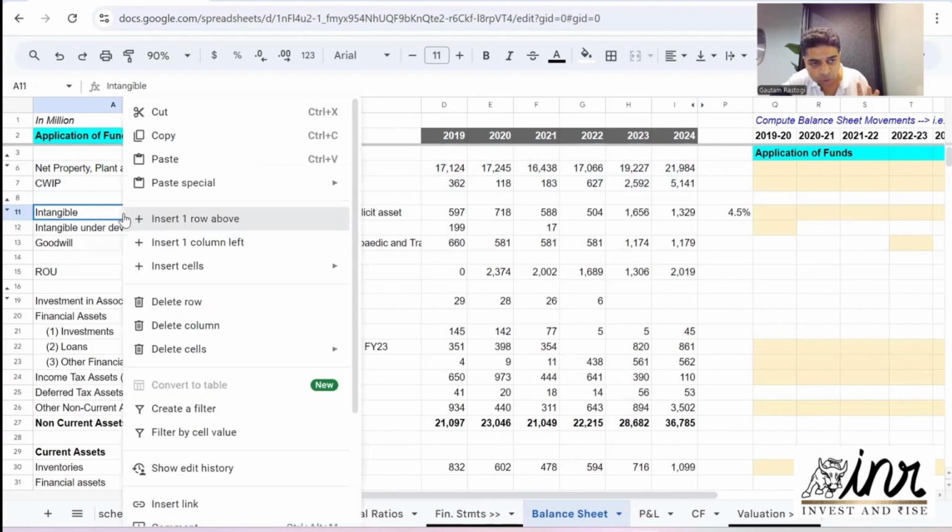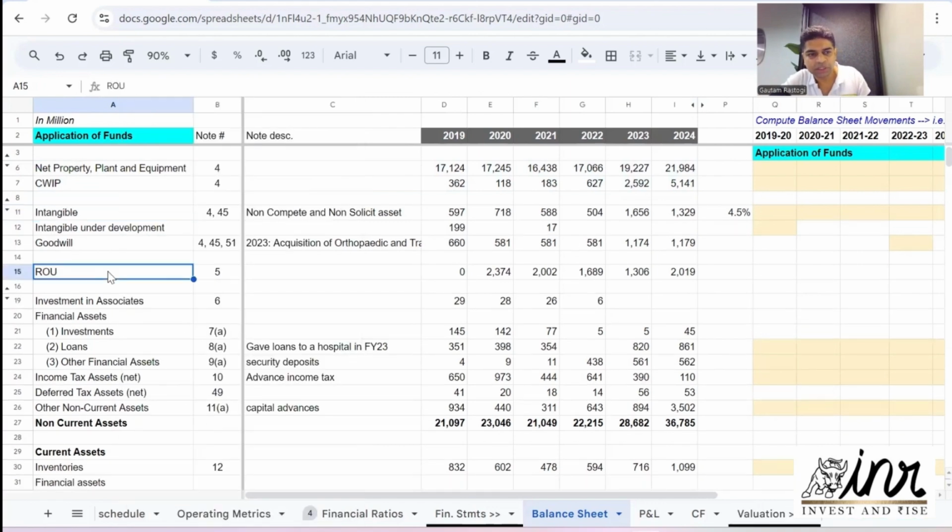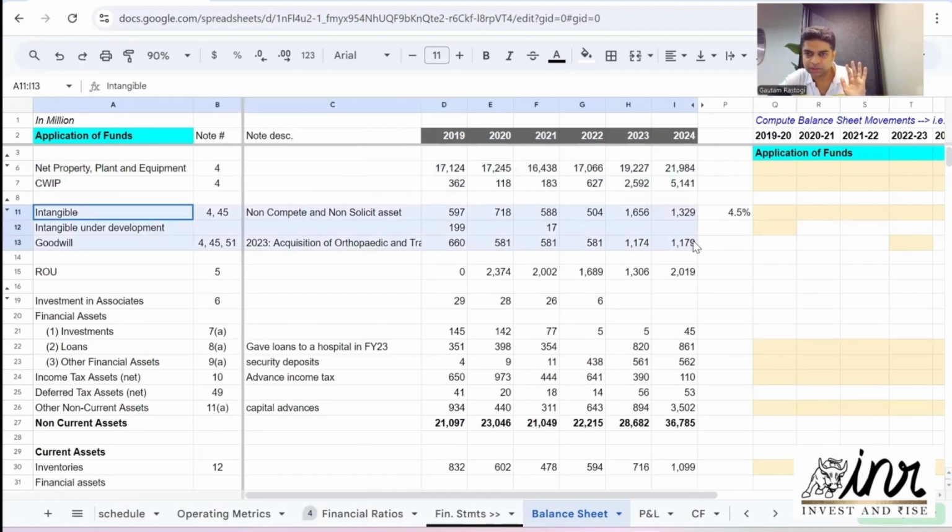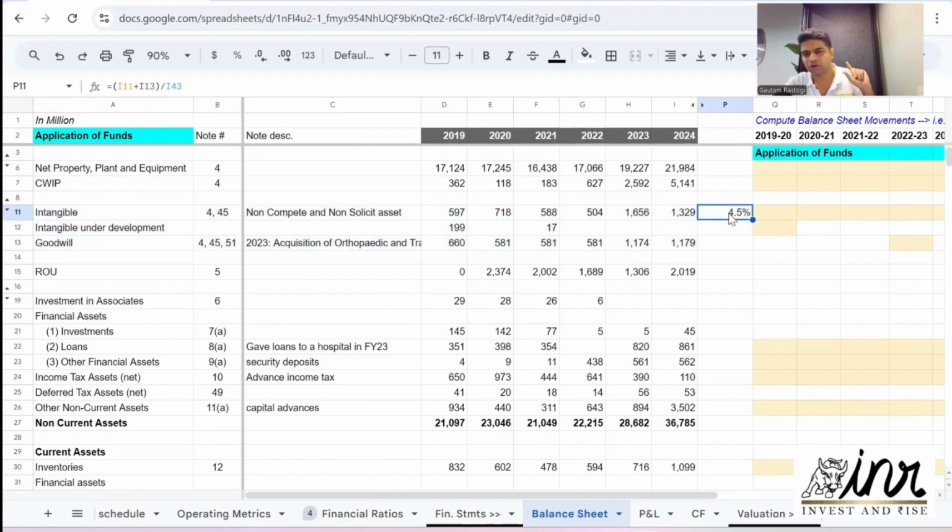But if your intangible is huge, then that is how you should look at it. Of course, I'm talking about a hypothetical event. At times you struggle to liquidate goodwill and intangible, because as I said, that's an intangible asset. Okay, so it's 4.5% right now, so that's a small number, honestly.